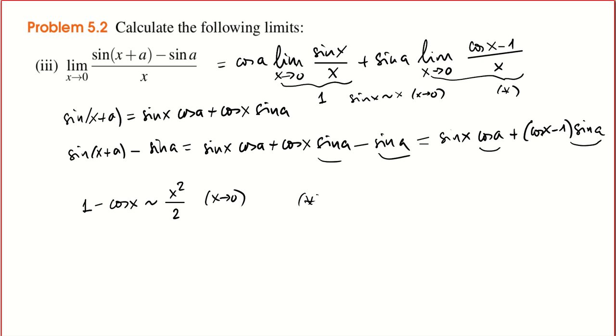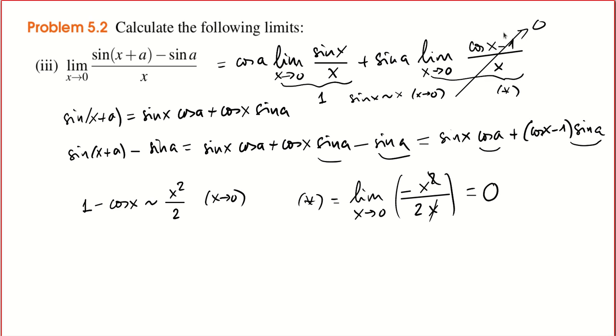So this limit here is equal to the limit when x goes to 0 of, well, we have the cosine minus 1, so it's minus x squared divided by 2 times x, with the x in the denominator. But you cancel one x, up and down, and you just have this limit of negative x divided by 2, but then this limit is 0 when x goes to 0.